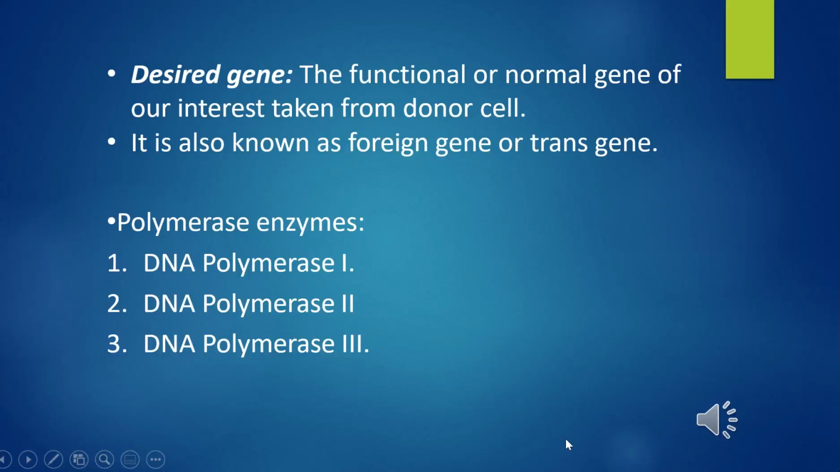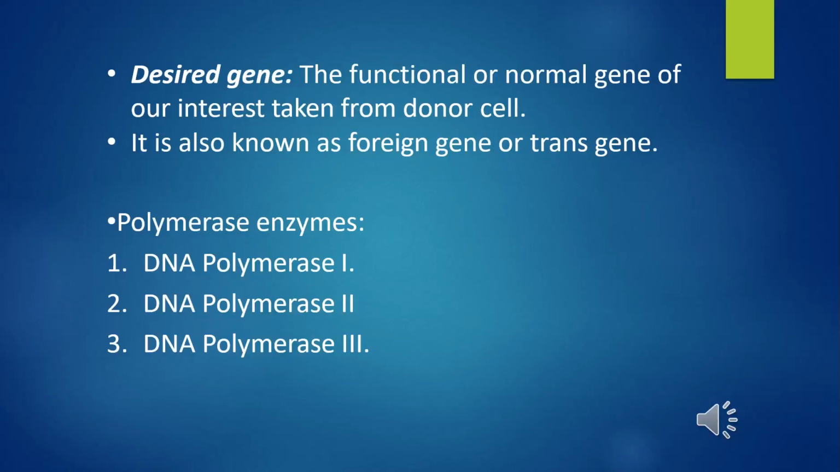Desired gene, what is the desired gene? The functional or normal gene of our interest taken from the donor cell, which we want to introduce in some other part of the cell, is called the desired gene. It's also called foreign gene or transgene. So which enzymes help us in this process? Which enzymes help in making recombinant DNA? First we studied restriction enzymes.